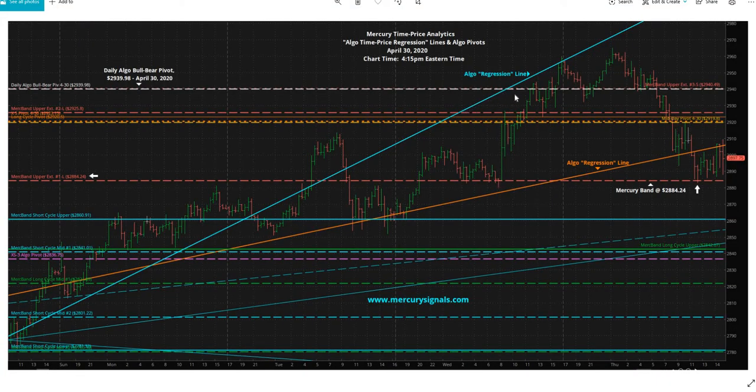And what you see here with this cyan line and this orange line, these are algorithmic regression lines. The regression lines are a function of time and price. So we put a formula based on all these multiple time cycles that we use. And it gives us the beginning point and the midpoint for the regression lines, and then we just extend the line to infinity.